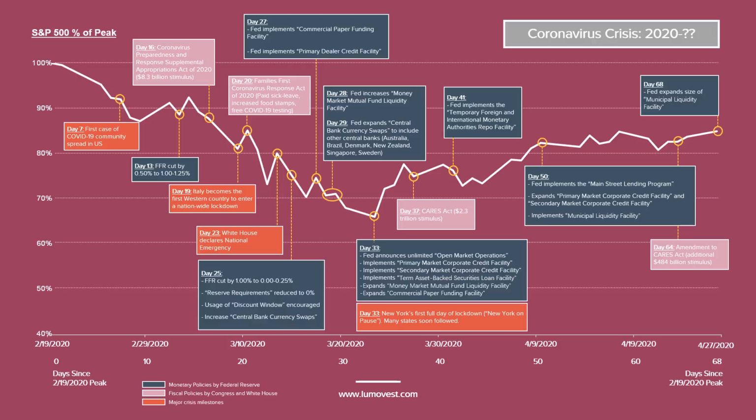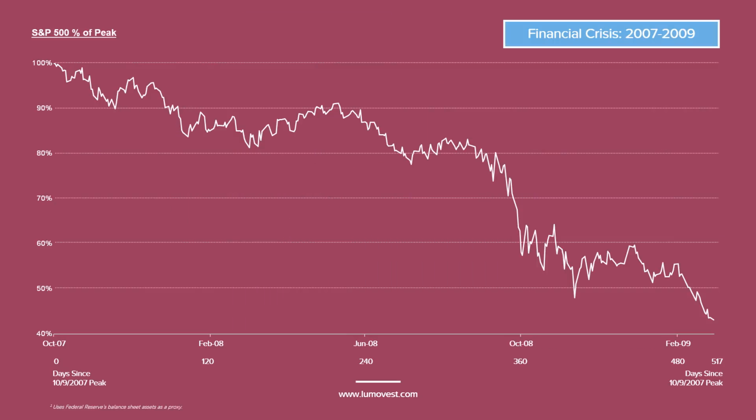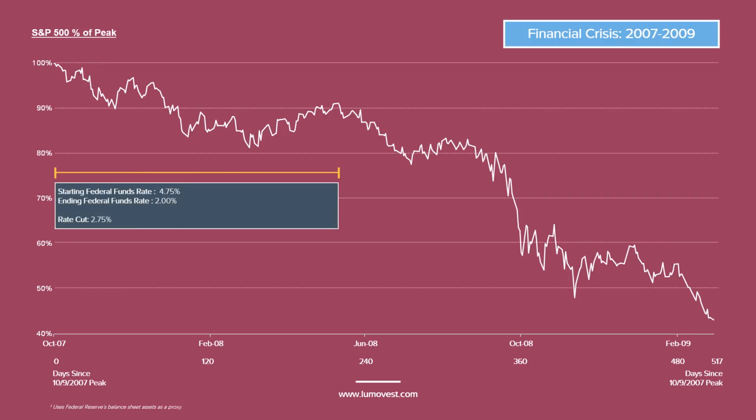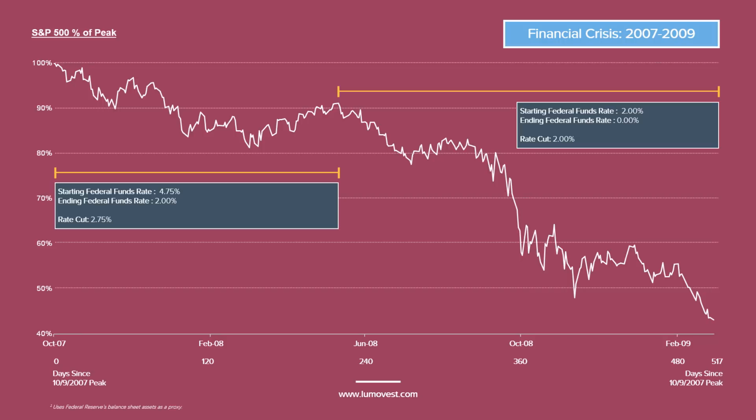Now let's look at how the Fed's actions during the two periods stack up with one another. The United States entered the financial crisis from a pretty stable economic environment. It entered the period with the federal funds rate at 4.75%. To stimulate the economy, the Fed lowered it by 2.75% during the first phase and reduced it to 0% when the crisis became clear. The same cannot be said for the coronavirus situation.